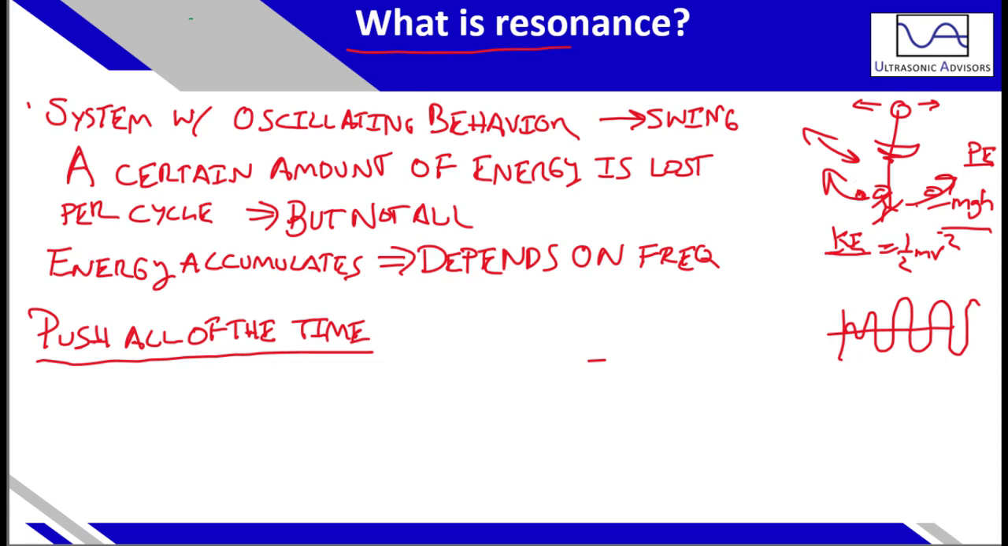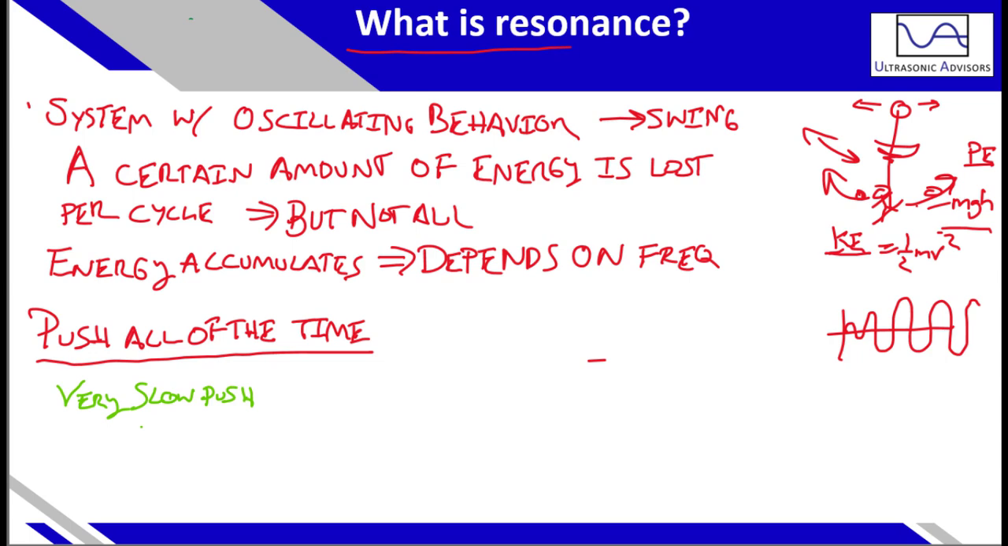So let's talk about a couple specific cases. The first case is you do a very slow push. And let's say the amplitude of all of these pushes is the same. So every time you give a push, the maximum force you're giving is the same. But let's say you're doing a very slow push. What do you think would happen?